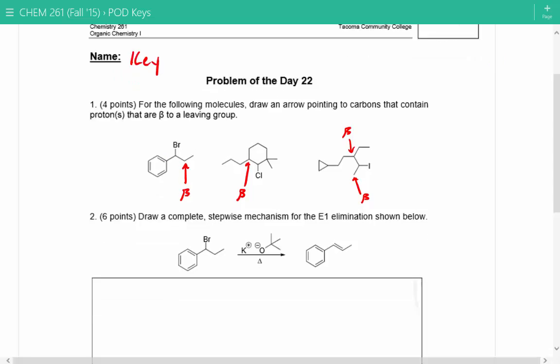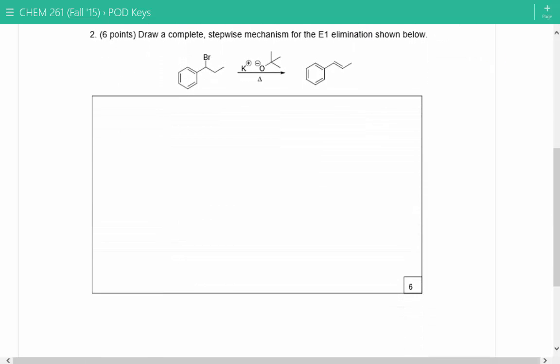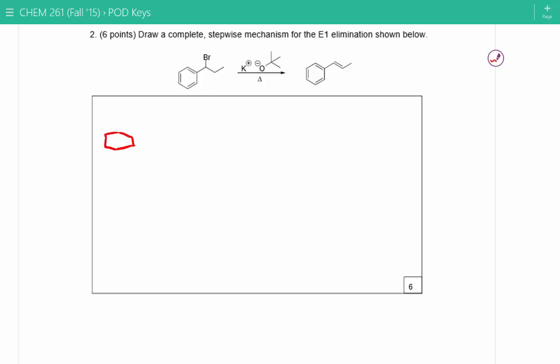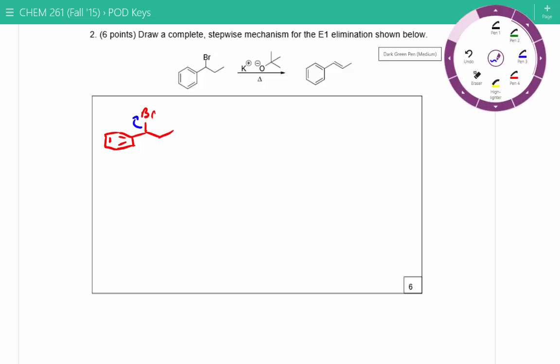All right, let's do the mechanism. A lot of people were thrown by this because they said it's too easy. That's a good thing, right? What's the first step in an E1 mechanism? Leaving group falls off, okay? Just like with an SN1 reaction, the leaving group falling off is going to be your rate limiting step. So would we prefer to run this in a polar protic solvent or an aprotic solvent? Polar protic. So polar protic solvents would stabilize that leaving group falling off.